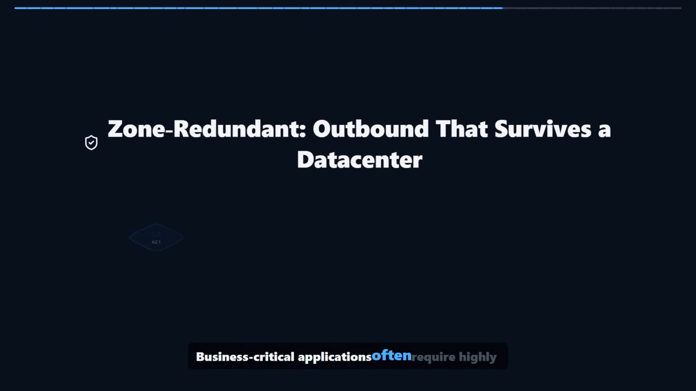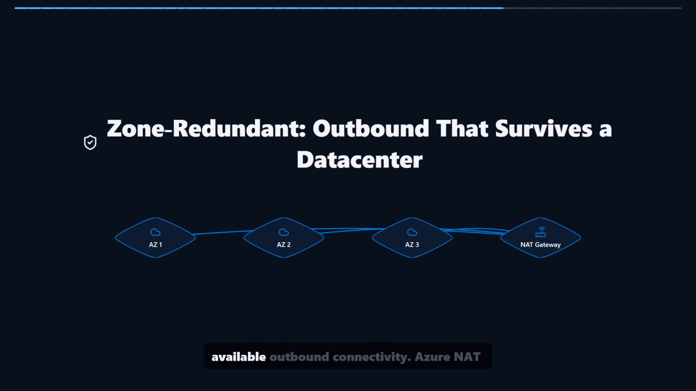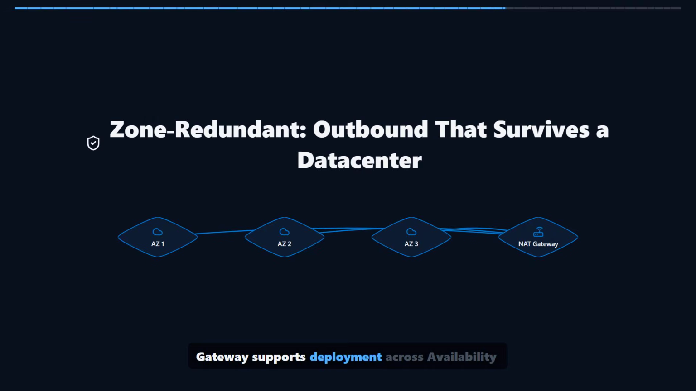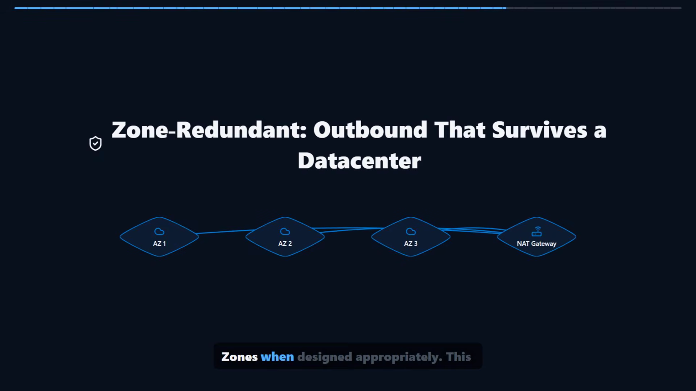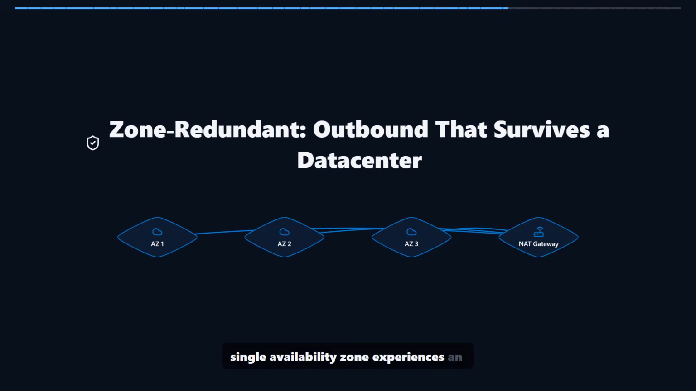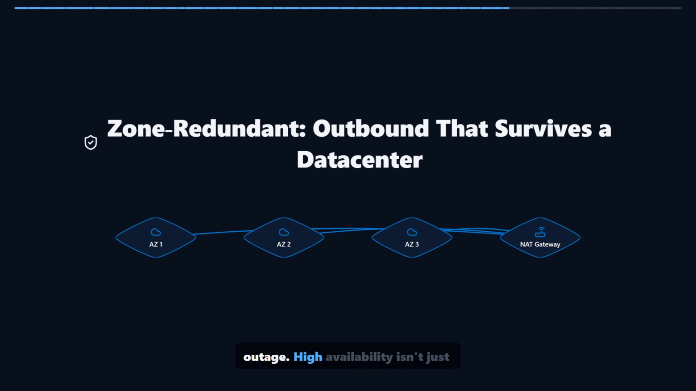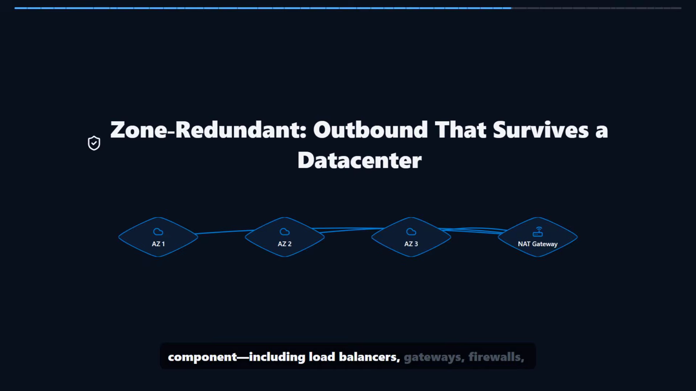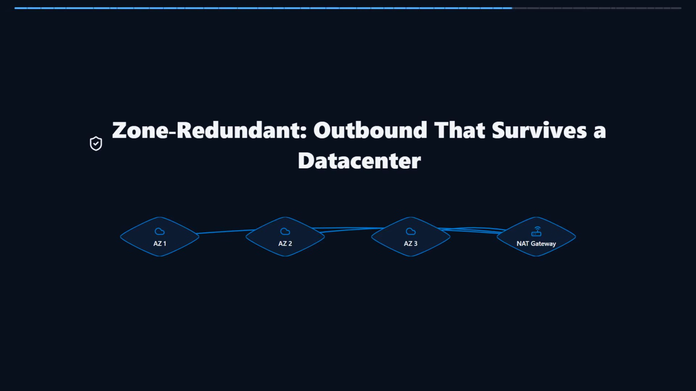Business-critical applications often require highly available outbound connectivity. Azure NAT Gateway supports deployment across availability zones when designed appropriately. This helps improve resiliency if a single availability zone experiences an outage. High availability isn't just about virtual machines. Every networking component, including load balancers, gateways, firewalls, and outbound connectivity, should be considered during architecture design.